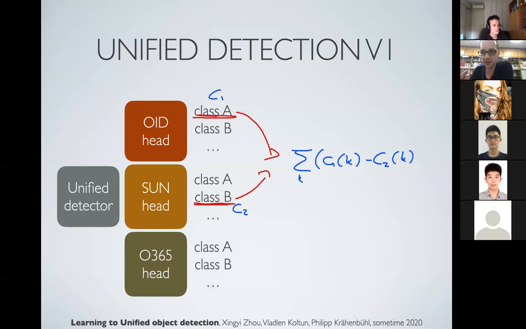If you have multiple data sets, this just becomes the difference over all classifiers I, of the response for box K minus some mean classifier, squared. So it's essentially just something that looks a lot like the standard deviation. And I guess there's a sum over I here missing.